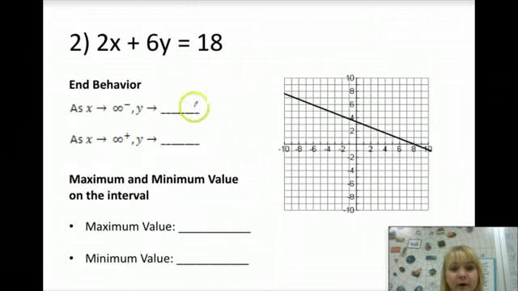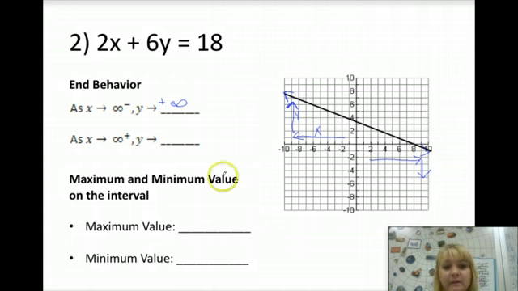All right, the next part, we have the end behavior. So as x approaches negative infinity, I want to know what y is doing. And if I can sort of draw that triangle, my y values are increasing. Here's my x, here's my y. So my y values are approaching positive infinity for this one. As x approaches positive infinity, my y values are decreasing, so they're decreasing to negative infinity.